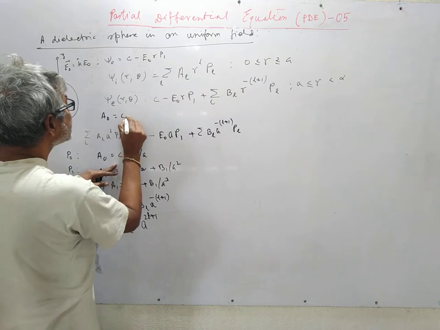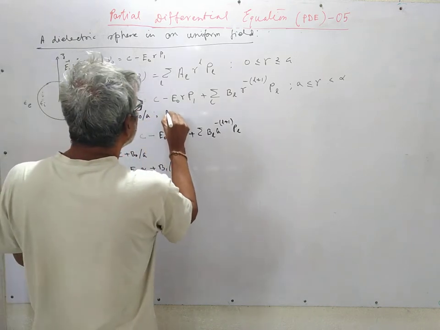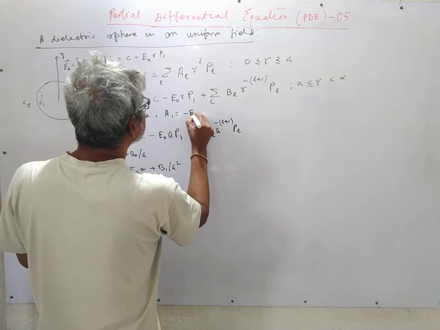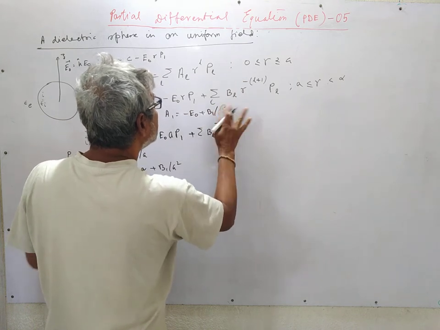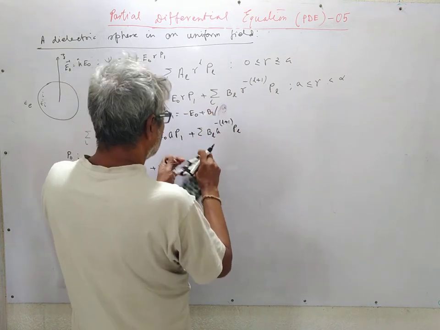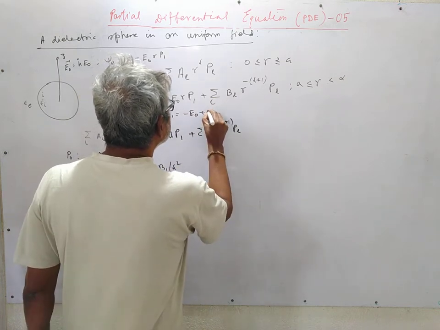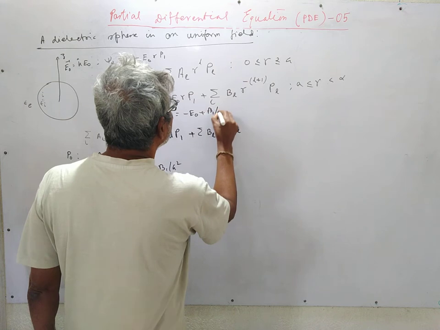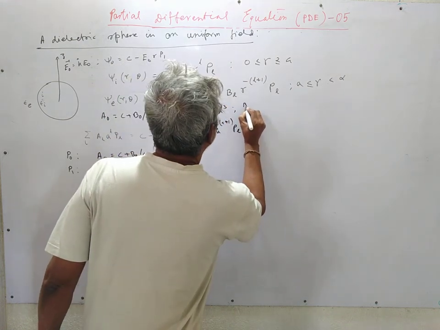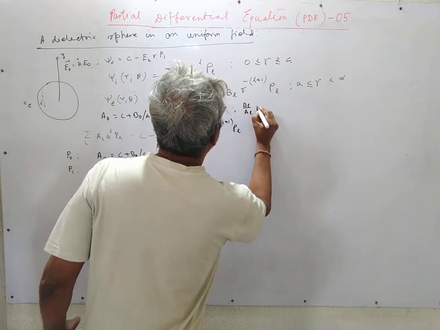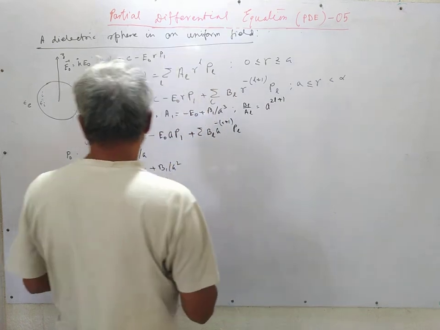A0 is equal to C plus B0 by A. A1 is equal to minus E0 plus B1 by A cube. B1 by A cube and BL by AL is equal to A to the power 2L plus 1.